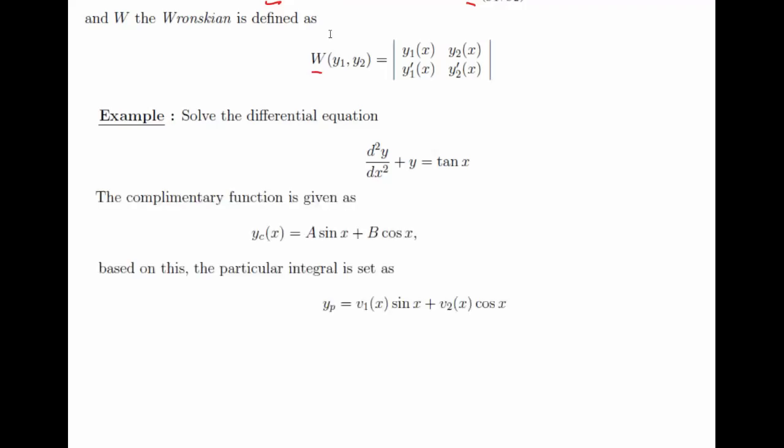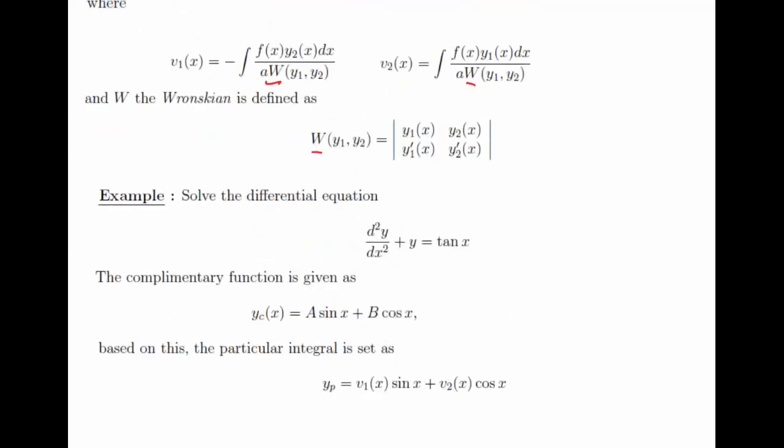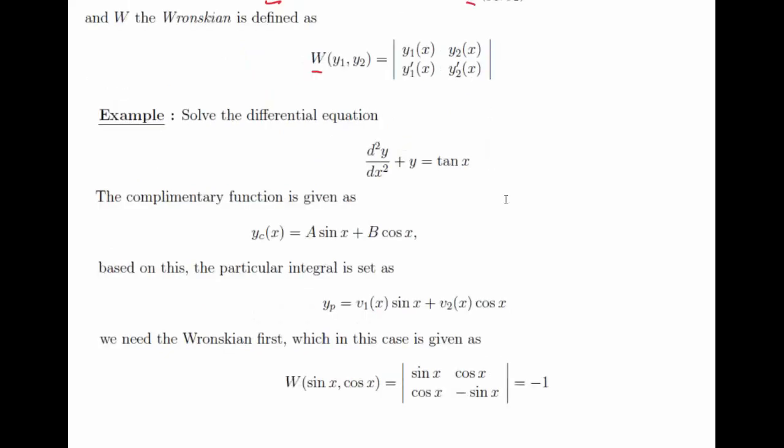There it is. And based on this, the particular integral is set as you can see, yp is v1(x) times sine x, and then v2(x) times cos x. And v1 and v2 are calculated as those integrals, which I've already shown you. So we'll calculate those next. We need the Wronskian first, which will be the Wronskian of sine x and cos x. The derivative of sine x is cos x, the derivative of cos x is minus sine x. We calculate that, and it's just minus sine squared x minus cos squared x, which is minus 1.